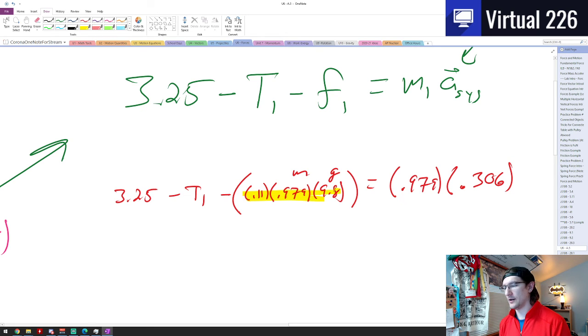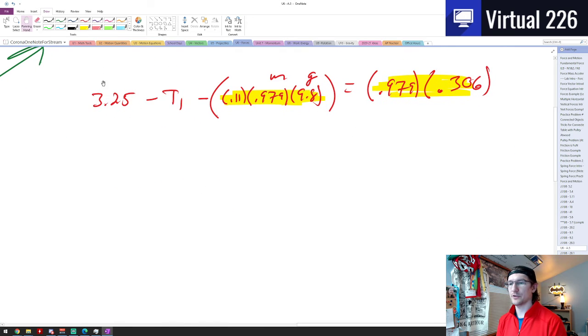Let's multiply all of this together to get a number, and we'll multiply these together to get a number as we're just solving this through. So for my friction, 0.11 times 0.979 times 9.8 gives me 1.05. And for my ma, 0.979 times 0.306 gives me 0.3, pretty much on the dot. These are all in newtons. There's a minus T1 here, and then the 3.25.